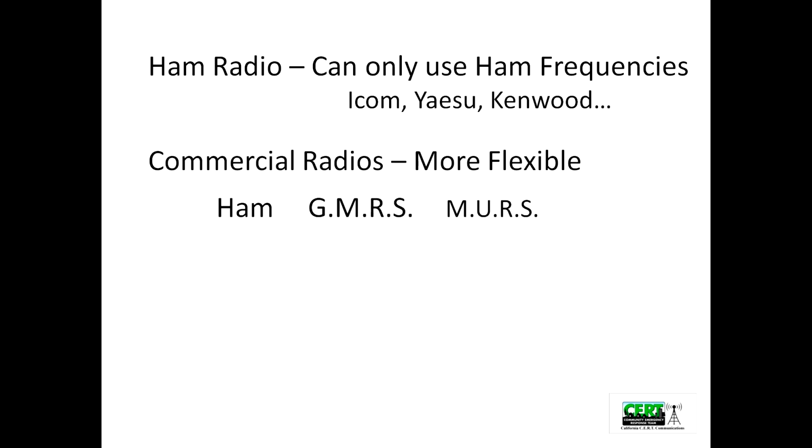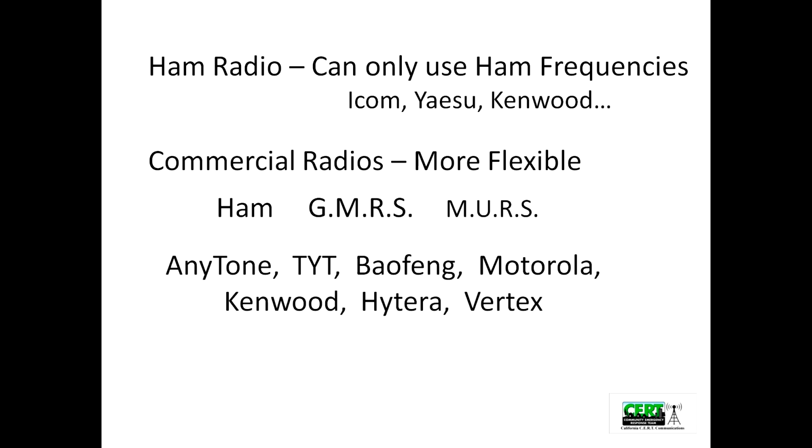Commercial radios that you buy can do ham radio, they can do GMRS radio, and they can also do MURS. They can do all the radios. Most commercial radios have a full spectrum of frequencies available. They will do whatever you tell them to do. They're much more flexible that way.